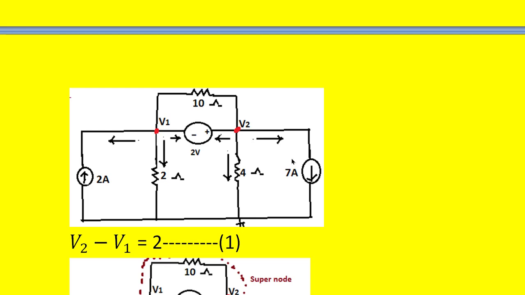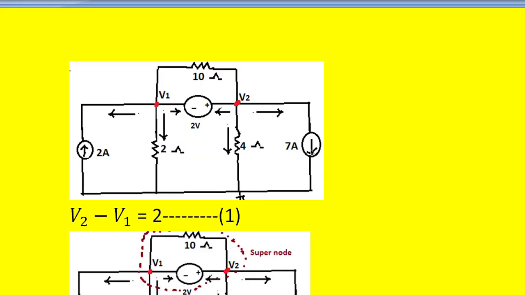So next, similarly there is another node here. Here also we assume this V2 is at a higher potential compared to the other nodes. So the current flows in this branch from top to bottom. Similarly in the 4 ohms current flows from top to bottom. Similarly there is another current flowing from V2 towards this branch.